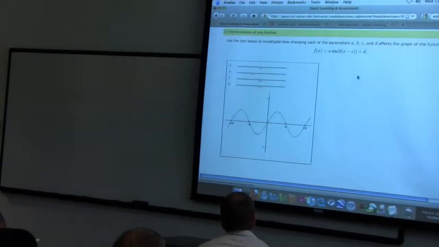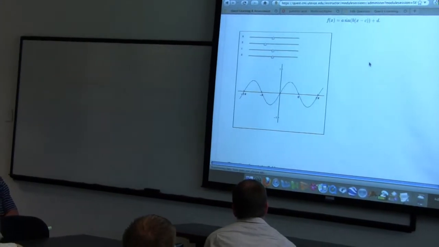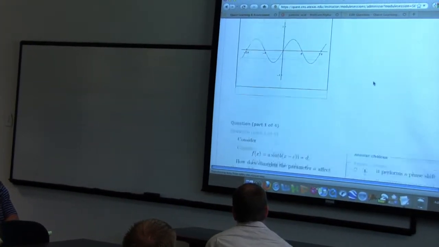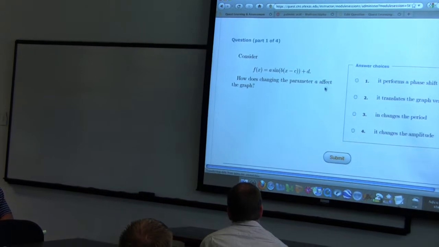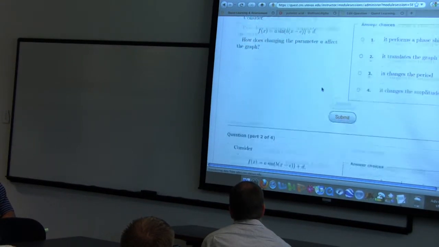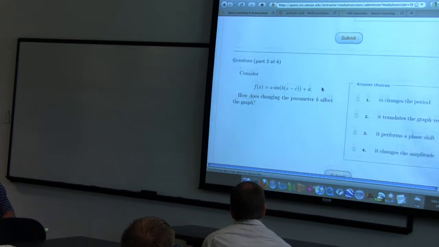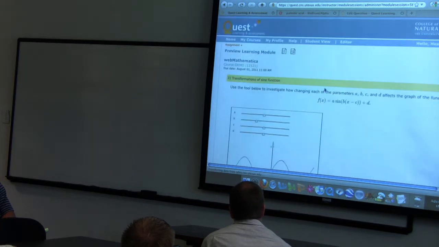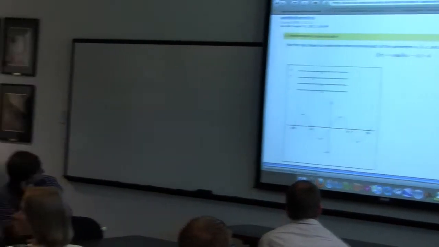But I can also attach questions to these little explorations, and I can ask a student, okay, so really, how did changing a affect the graph? And there are some choices here. And how did changing b affect the graph? So what you would actually include, I mean, we've got to get to the nitty-gritty here, how you include the Mathematica code. Right. We don't have time to do that today.